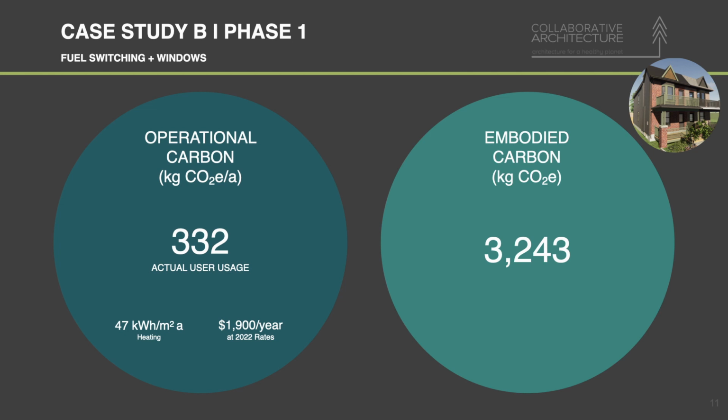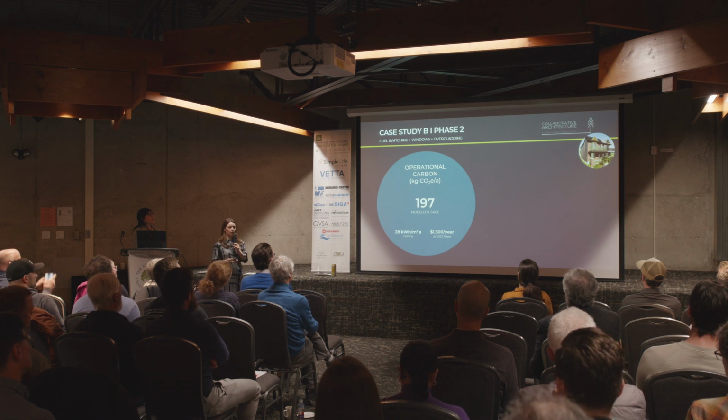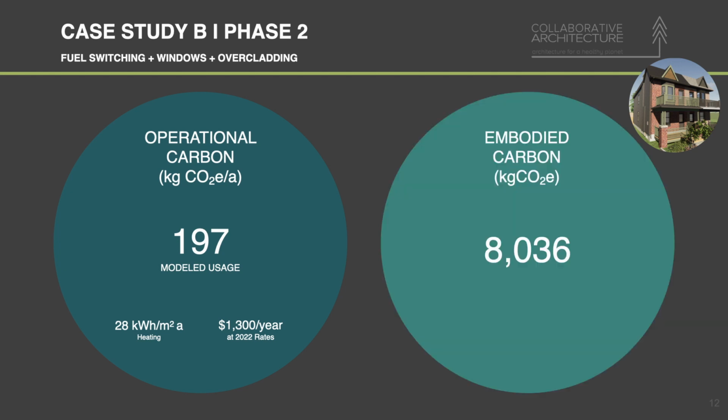And lastly, we'll look at our overcladding, so the real question. So we got the operational carbon down to 197, and we finally hit our Passive House retrofit goal of 30, so we got it to 28, and we got our bills down around $800 from the existing model. That, however, comes with 8,000 kilograms of carbon as a one-time payment for embodied.